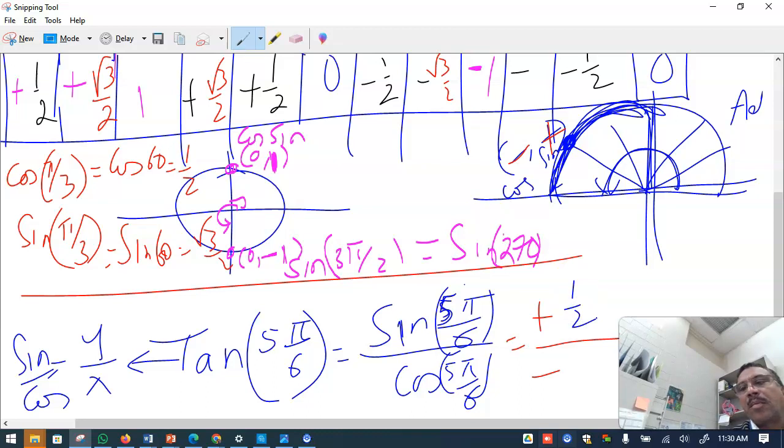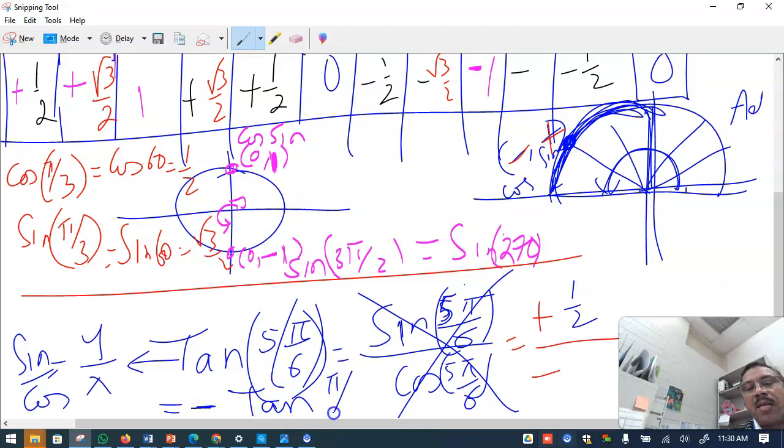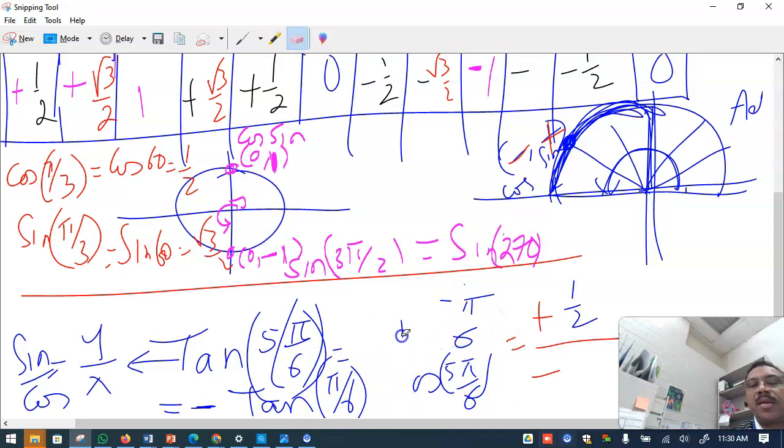Or of course, this one we could do directly. Instead of doing this, we know this is pi by 6, right? Finding the reference angle, because where is 5 pi by 6? In the second quadrant. So tan is negative, and just write tan of the reference angle, and the reference angle is just pi by 6, which is tan of 30.